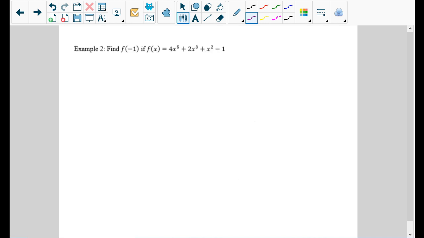All right, let's do one more basic example here. So what if I want to know f of negative 1? So again, in that box goes that negative 1. Check for exponents. 5, there is no x to the 4th, so I got to put a 0. 3, 2, there's no x, so I got to put a 0, and then 0. So let's put these numbers in here. So now 4, 0, 2, 1, 0, negative 1.